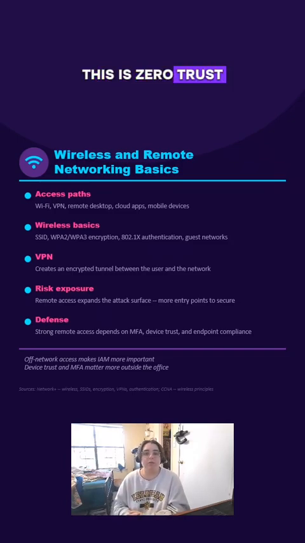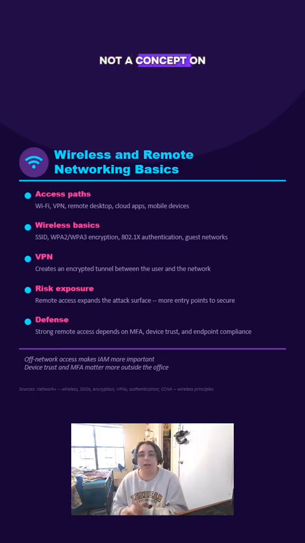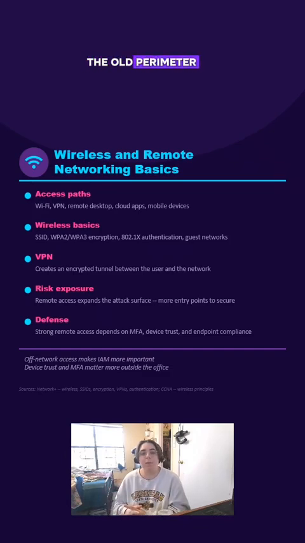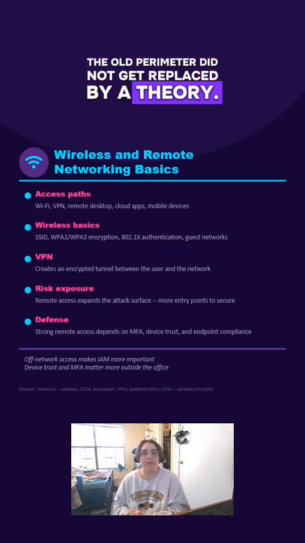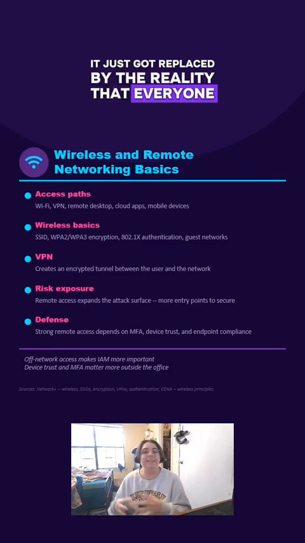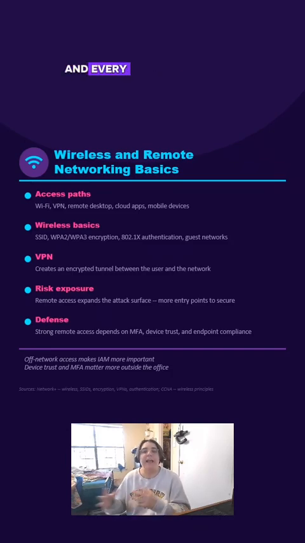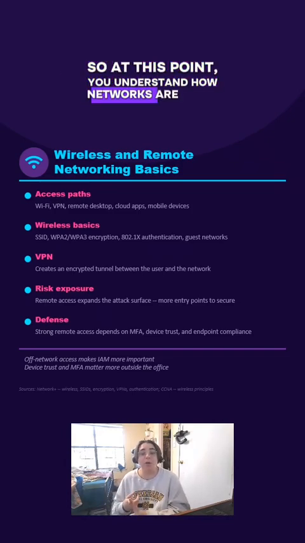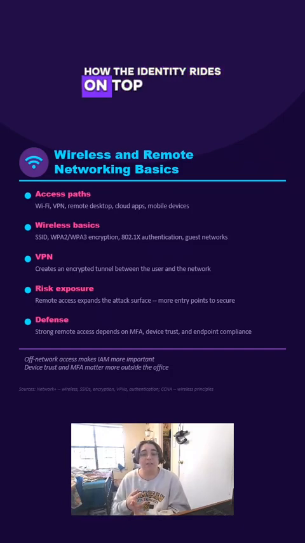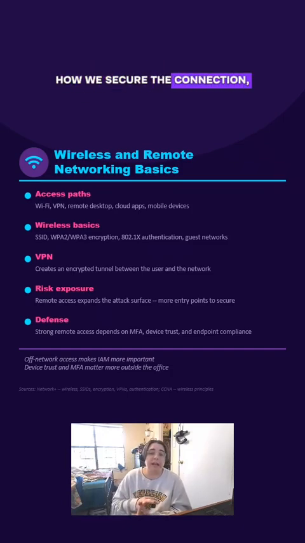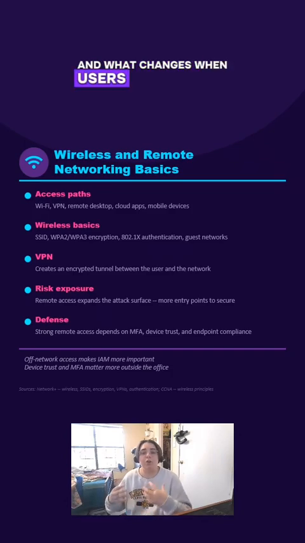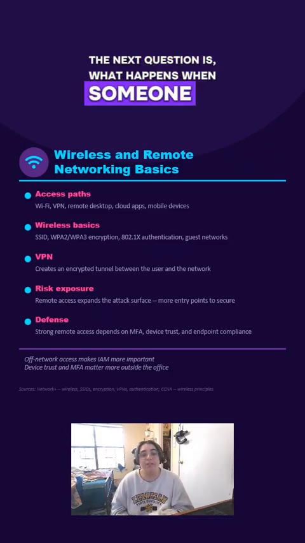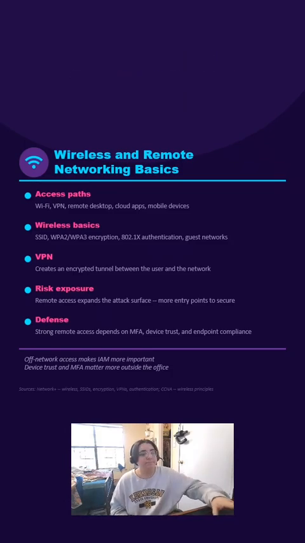This is zero trust under real conditions, not a concept on a slide, but the actual reason those controls exist. The old perimeter did not get replaced by a theory, it just got replaced by the reality that everyone is remote now, and every connection needs to prove itself. So at this point, you understand how networks are built, how the identity rides on top of them, how we secure the connection, and what changes when users are outside the walls. The next question is what happens when someone is trying to break through them.